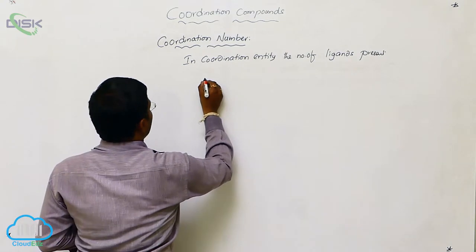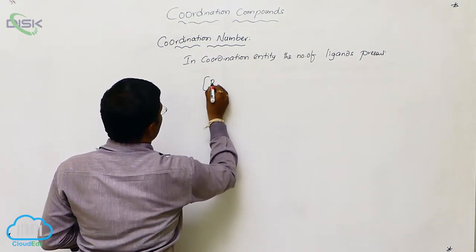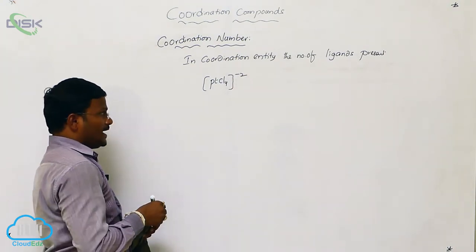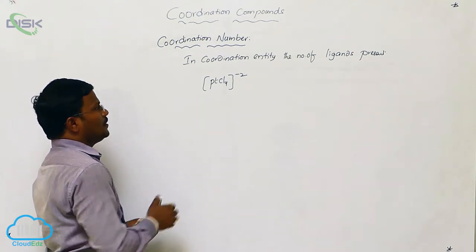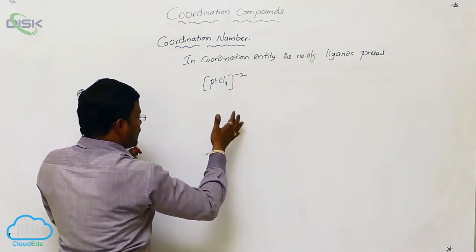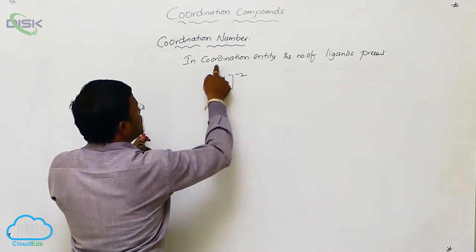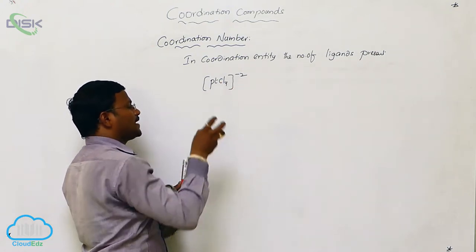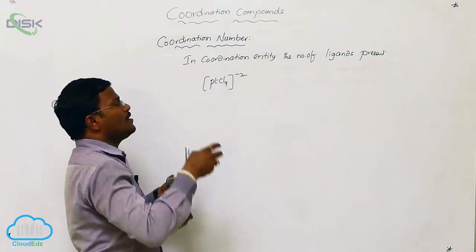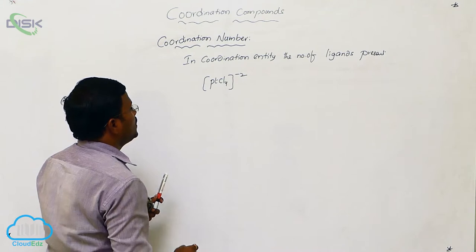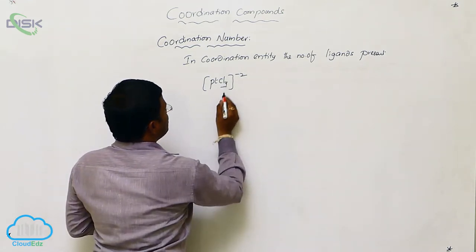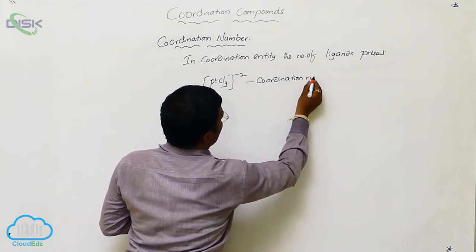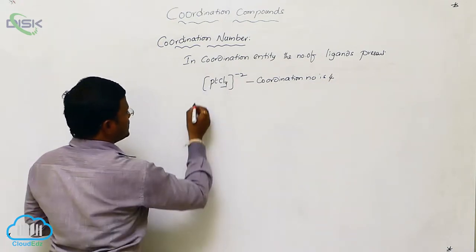For example, in the case of PtCl4 2 minus. In this coordination complex, the area which is present in the square bracket is called the coordination entity. In this coordination entity, 4 chloride ligands are connected with platinum via a coordination covalent bond. Hence, the coordination number is 4.